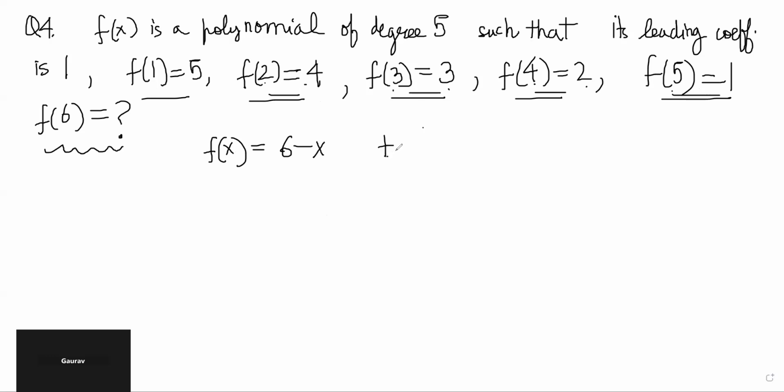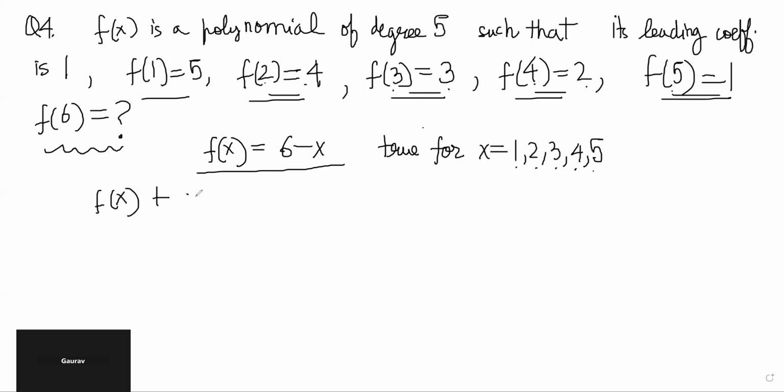And this is true for which values? x is equal to 1, 2, 3, 4, 5. Do you see what I have written? Yes, sir. It is clearly true for any of the values 1 to 5, right? Yes. Great. So we can write it as f of x plus x minus 6 is equal to 0 for x is equal to 1, 2, 3, 4, 5.